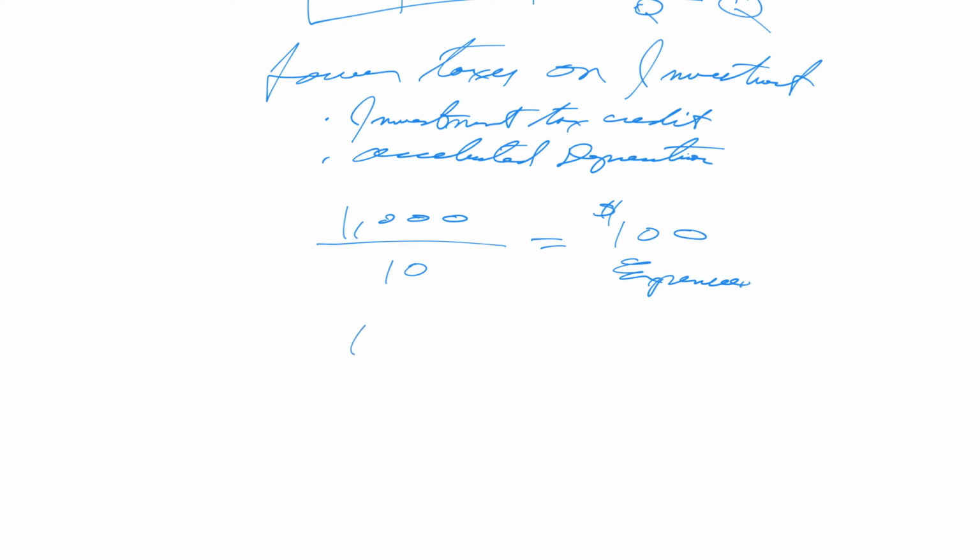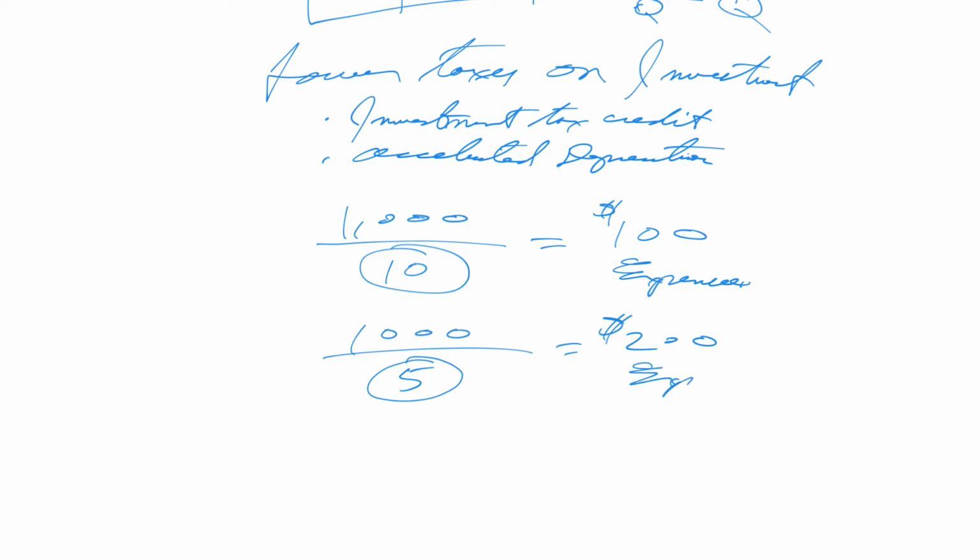But let's say they let them accelerate that depreciation. The true economic life of the good is 10 years. But for tax purposes, they'll let you depreciate it over 5. So they get to take $200 in expenses every year, and when they subtract those bigger expenses, that lowers their taxable income, lowers their taxes. Okay, so that'd be another way.